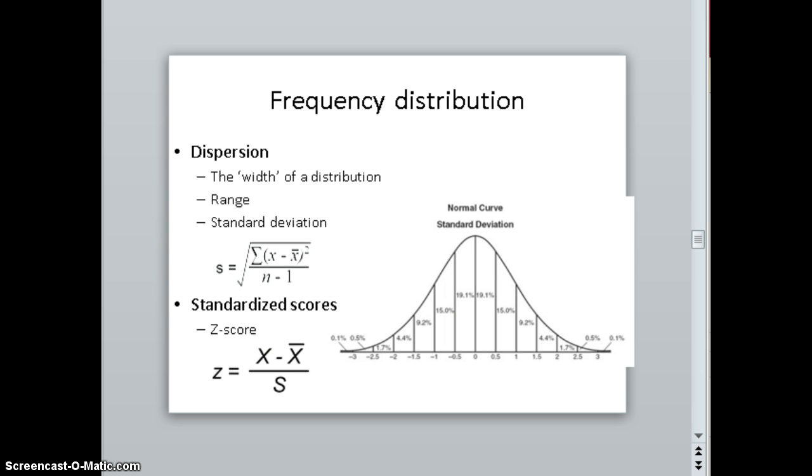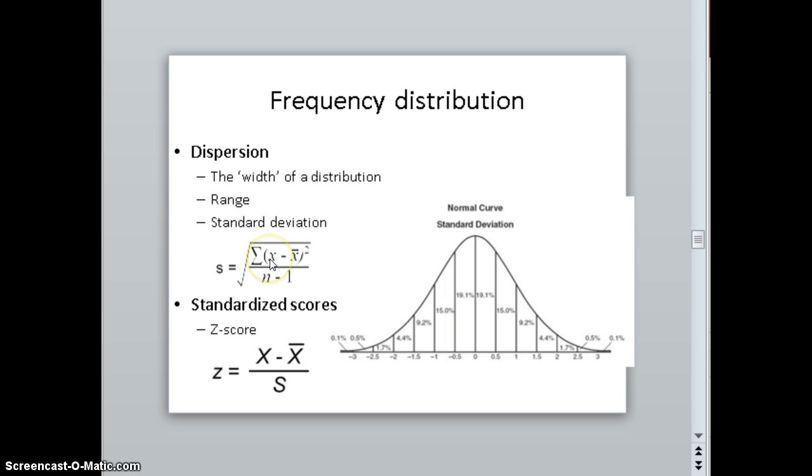If we look at the formula, what we see is that you take one score, an observation, and subtract it from the mean. That's what that little bar on the top means. So how far is the score from the mean? And then we square it to get rid of any negative numbers. Okay, so how far are the scores from the mean?